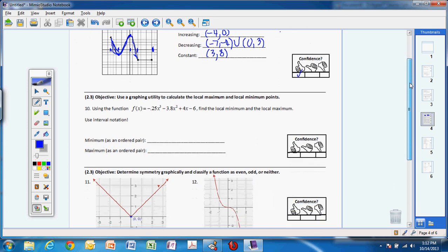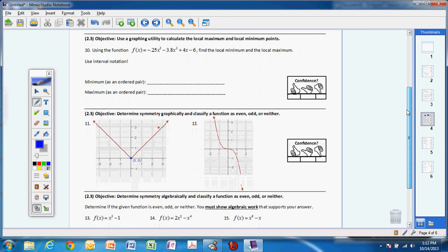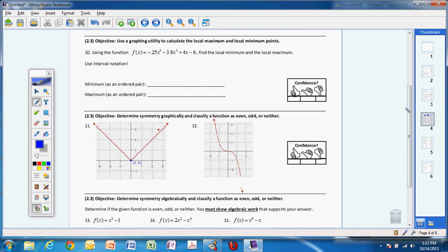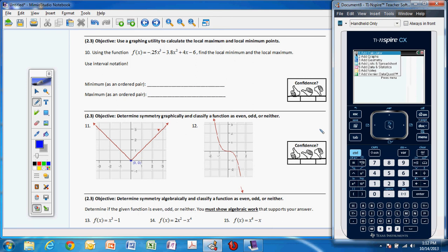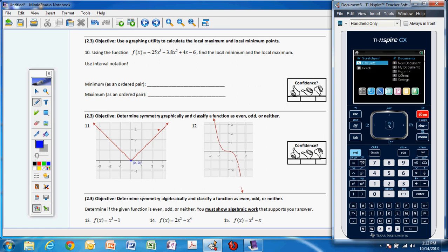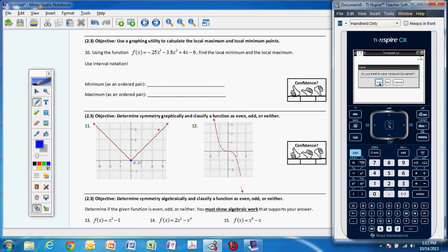Moving on to number 10, we want to be able to use the graphing utility to calculate the local max and local min points on a graph. So again, you need your calculator for this one. So if you bring up your calculator and you go home and add a new document, now all you have to do is go down to number 2, add graphs. So again, go home, go to number 1, new document. I don't care about saving, and add graph.